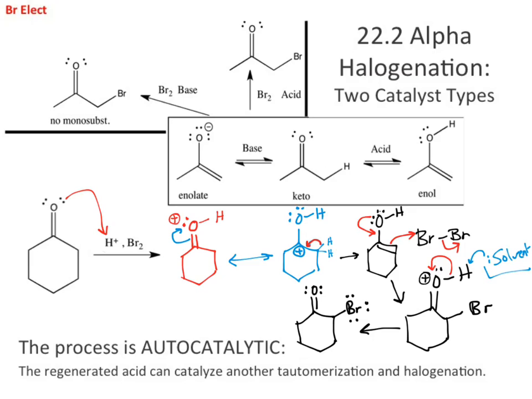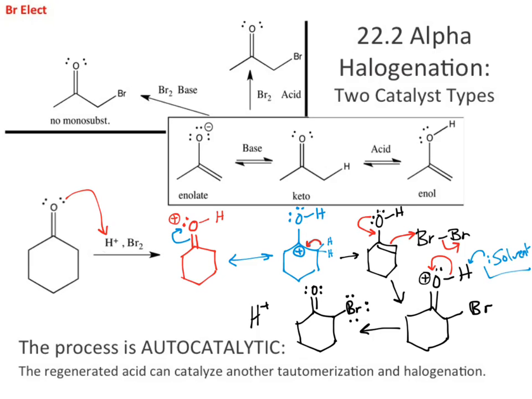Okay? This process is known as autocatalytic because we regenerate the acid. That hydrogen ended up getting pulled off, and so we again have H+. So as we run the reaction, we end up generating more acid to be able to protonate and continue this process. Okay? So we get the tautomerization first, then we get the halogenation reaction. Okay? Questions about what's shown?